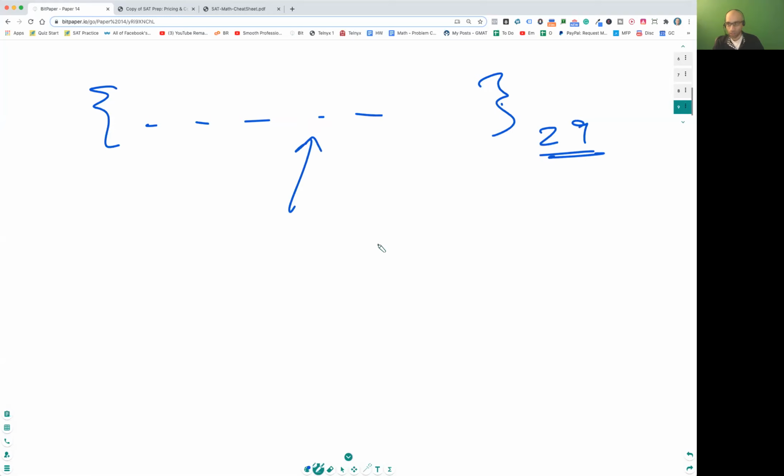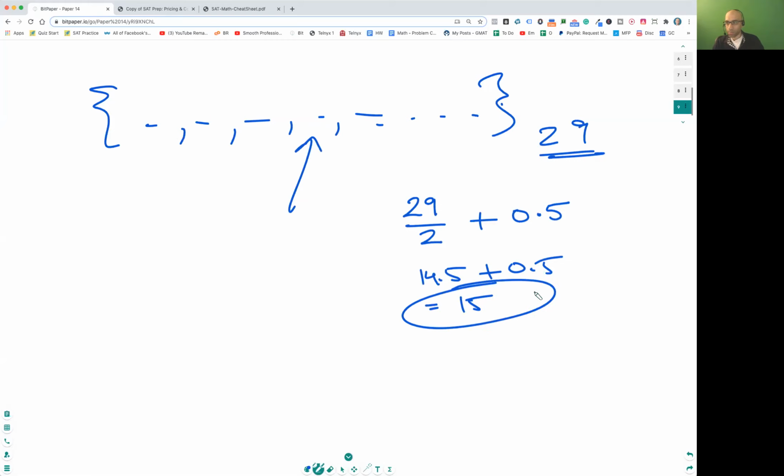Yes, Rosie, very good. Very good, Kiana. So if there are 29 data pieces here, remember the shortcut is you take 29 divided by 2 and then add 0.5. That gives you the number which is in the middle. So this one is 14.5 plus 0.5, and that's equal to 15. So that's why 15 is always going to be your middle number. If there are 29 pieces, the 15th guy is going to be your median.